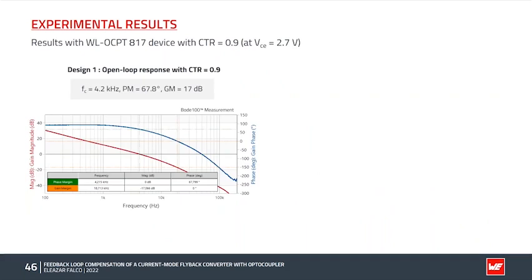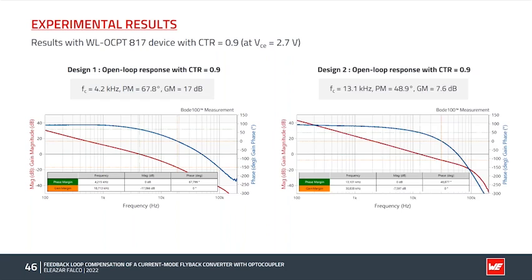For the first design option, the crossover frequency is higher as expected, in this case 4.2 kilohertz, and the phase margin reduces to around 68 degrees, while keeping a high gain margin of 17 dB. For the second compensator design, the crossover frequency is 13 kilohertz and the phase margin around 49 degrees, still above 45 degrees, which was our worst case minimum considered in the design. The gain margin is 7.6 dB, still well over the minimum recommended of 6 dB.